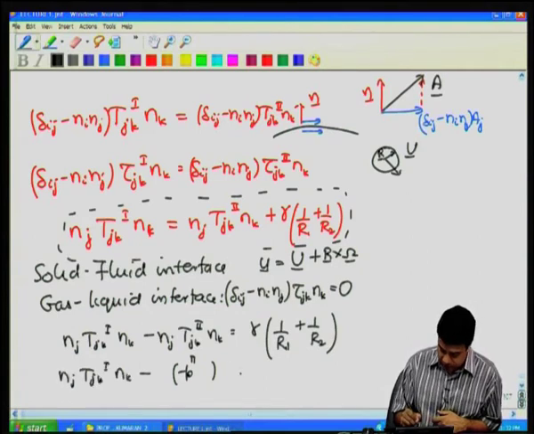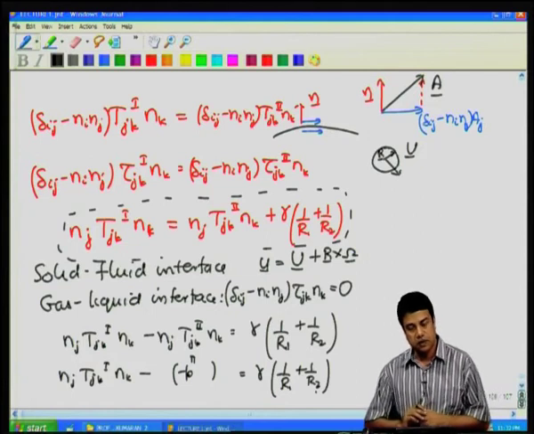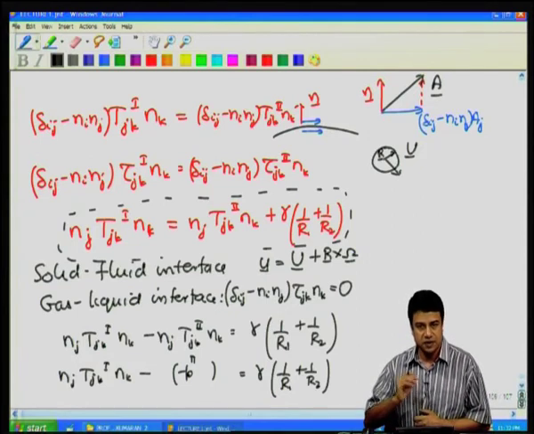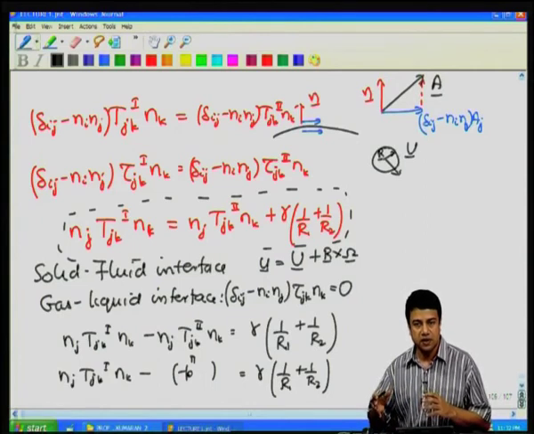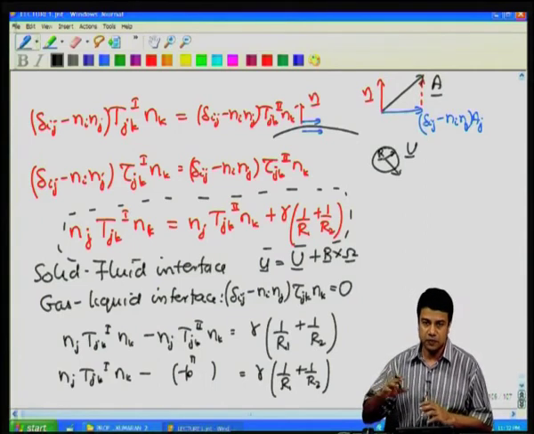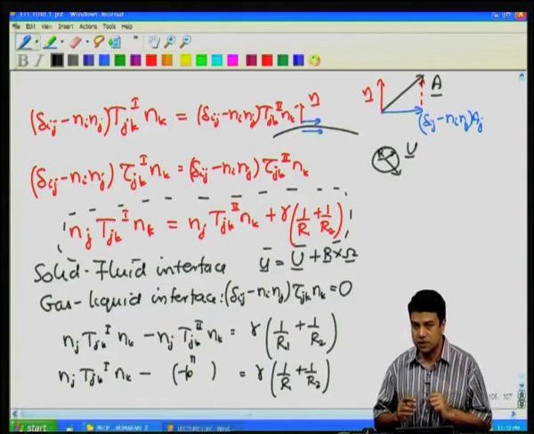N k minus of this is equal to gamma into 1 by R 1 plus 1 by R 2. Contrast to the liquid solid interface, in this case we do not worry about the velocity boundary conditions. The velocity at the gas liquid interface is allowed to slip. The velocity need not approach 0 as you approach the interface. What is required is that the shear stress has to be 0, because the viscosity of the gas is negligible.